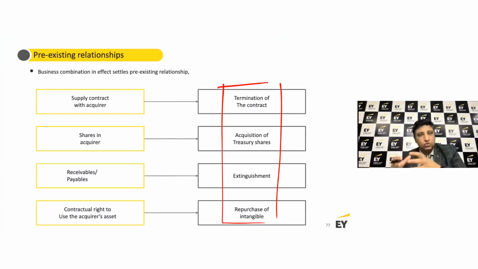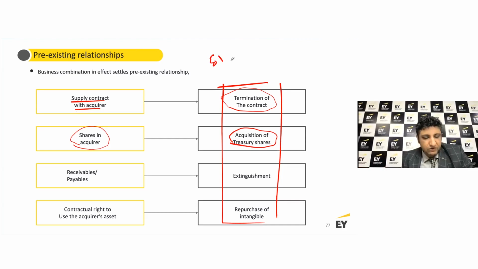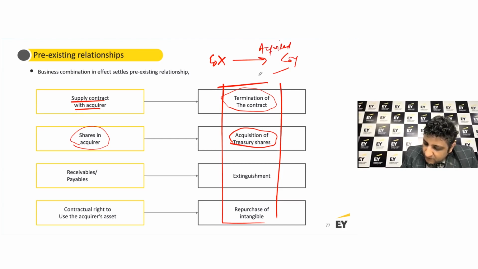At least on a group basis, they would be considered as one entity, which means that any supply contract would simply result in the termination of the contract, right? If there are already shares that you have got in the other entity, that would simply be a cancellation of the shares, right? If you look at company X, which has acquired a stake in company Y, but company Y had some investment in shares of company X, right? That would simply mean that you would cancel those shares as well.